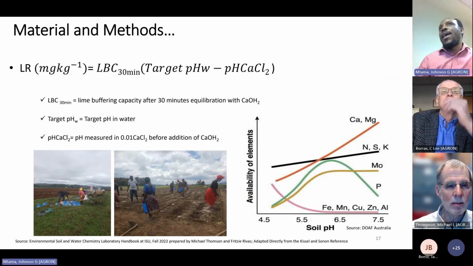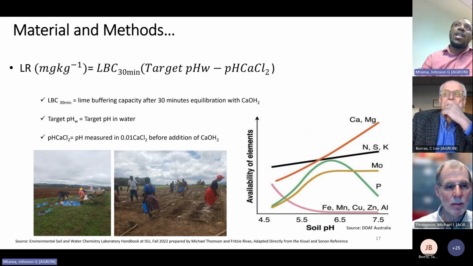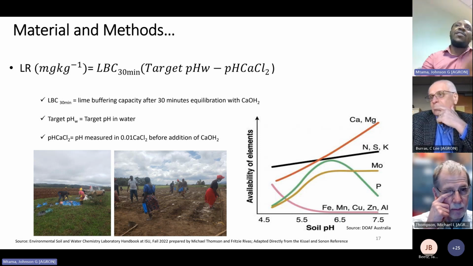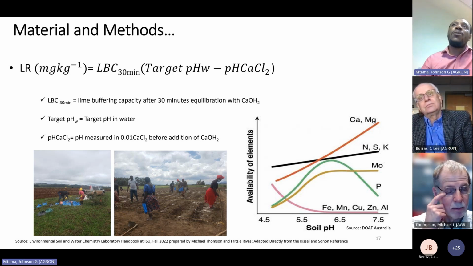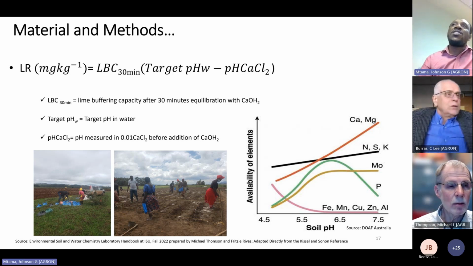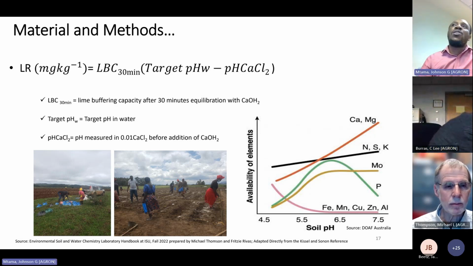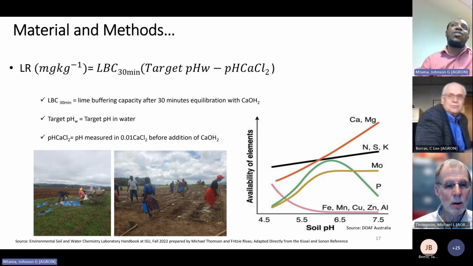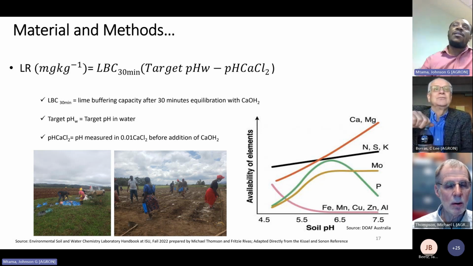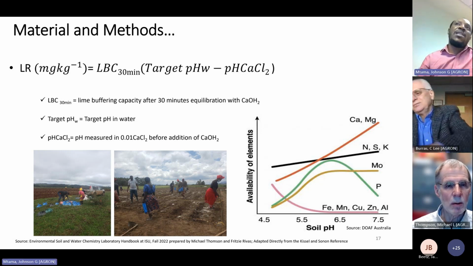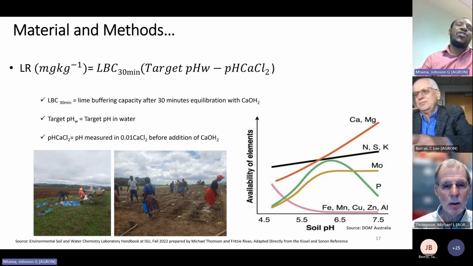Then the lime requirement was calculated by using this relation: the lime buffering capacity obtained from the previous relation I presented, times the difference between the target pH and the pH in the calcium chloride solution. So for this case, for maize, the target pH used was 6.8. So the difference between 6.8 minus the pH of calcium chloride times the lime buffering capacity gave me the lime requirement in milligrams of calcium carbonate per kilogram of soil.